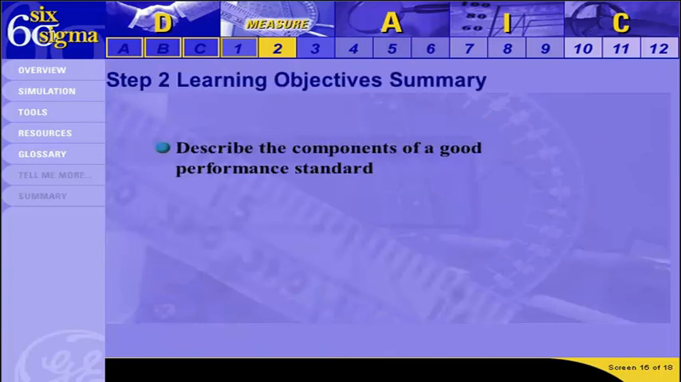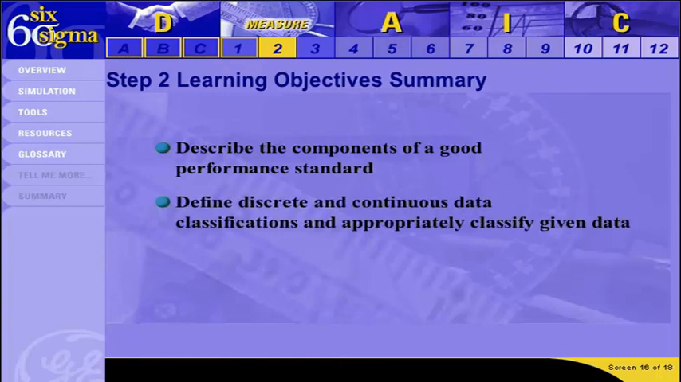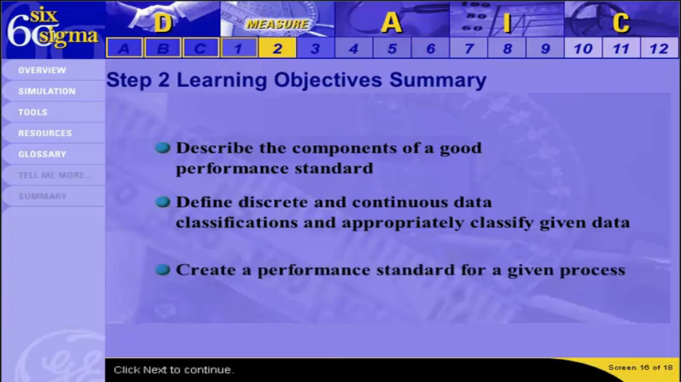In Step 2, you became familiar with the components of a good performance standard, including the operational definition, specification limit, target performance, and defect definition. You learned to recognize the two types of measurements that you can make, discrete or continuous, and to aim for continuous data as a measure of performance. Once you understood those concepts, we were able to write a performance standard for our commercial loan sales case. Click Next to summarize the standards we established for GE commercial loans.